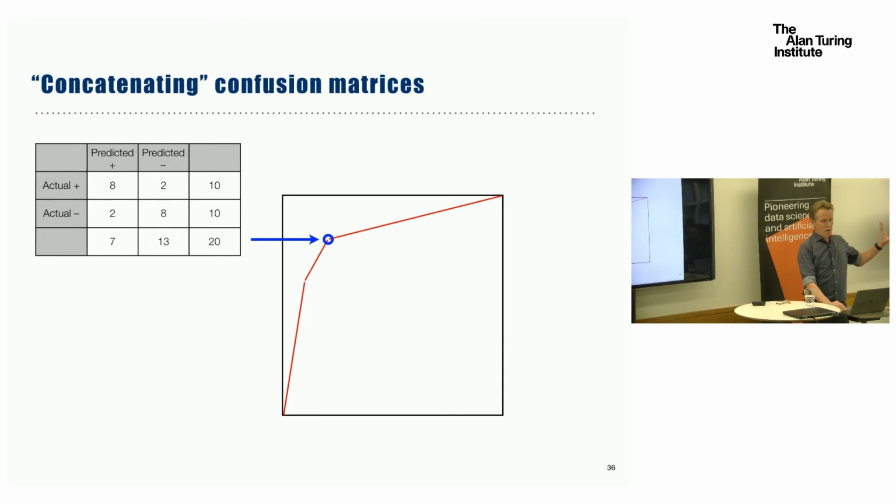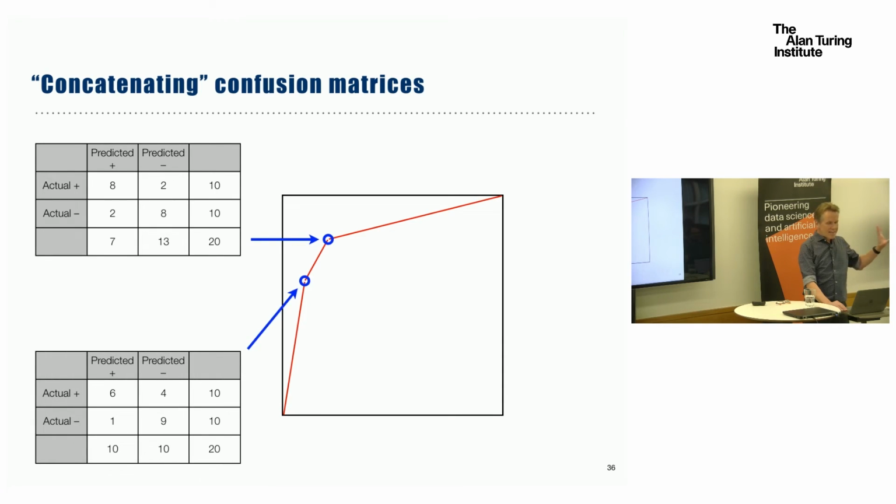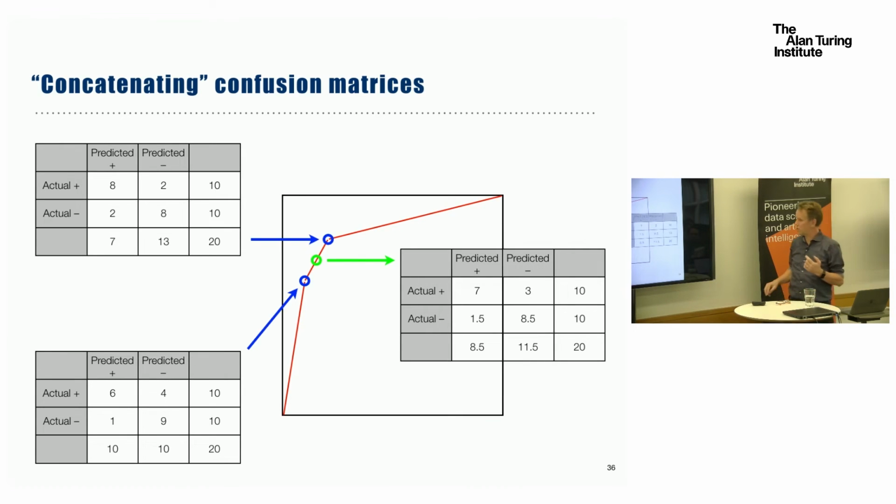So there are natural notions of concatenation in confusion matrices. Suppose that this is one confusion matrix, and this is another confusion matrix. We can somehow concatenate them, which would mean a cell-wise addition or maybe a cell-wise averaging. So if I do averaging in my ROC space, I end up here, and simply all the numbers in this table are cell-wise averages of that table.